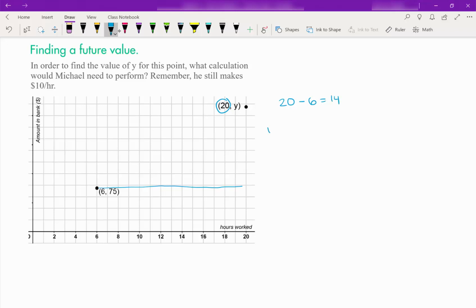So I could again calculate y by saying, I'm starting with $75, and I'm just going to be adding on to $75. I'm making $10 an hour, and I'm working for 14 hours. So that 14 is going in right there as the number of hours. And then we could simply calculate that out. 75 plus 140 is going to give us $215 that Michael would have in his bank account after working 20 hours.